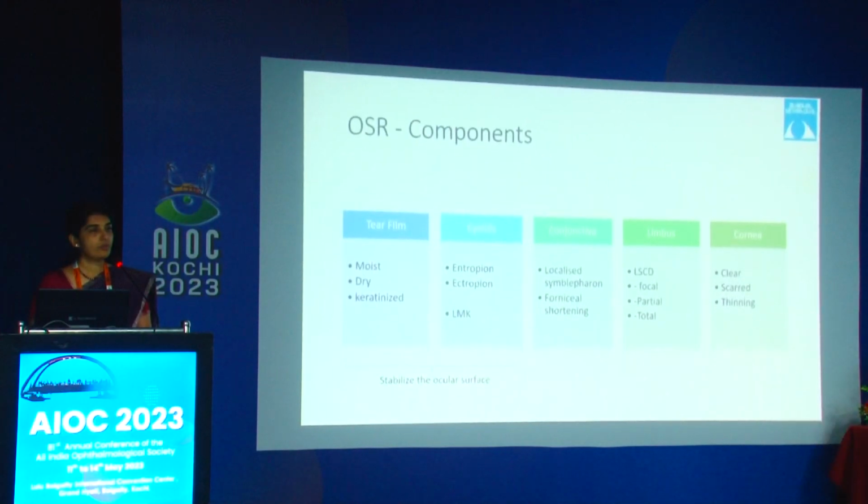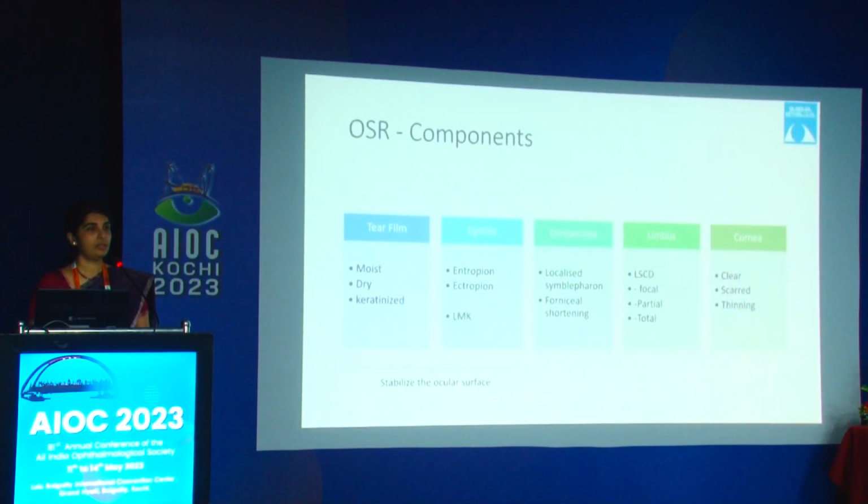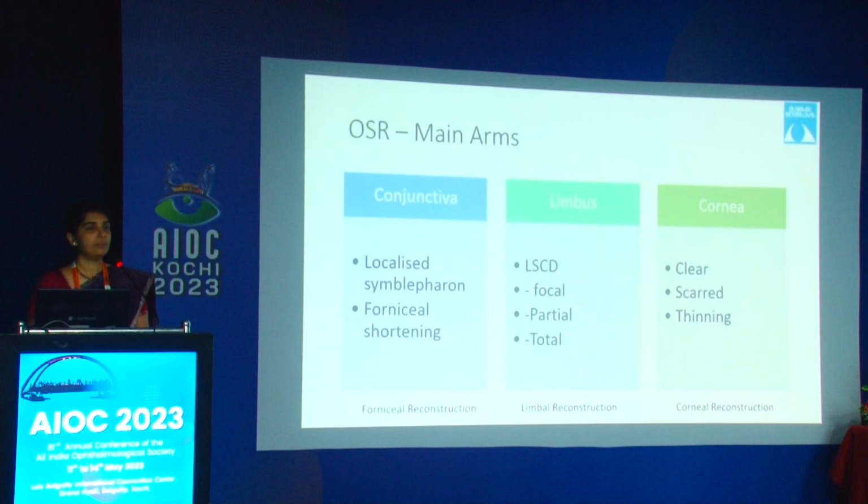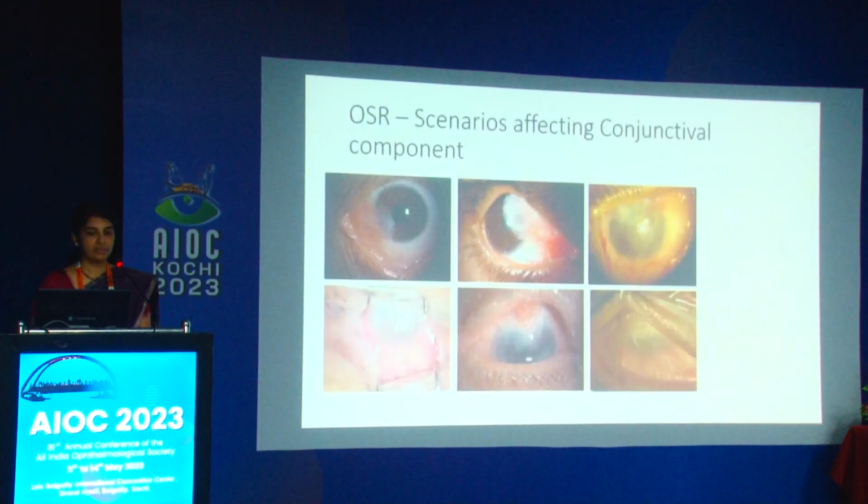The components of ocular surface reconstruction include the various components of the ocular surface by itself. The first two on the left, which include the tear film and the eyelids, are primarily to stabilize the ocular surface. The main arms of ocular surface reconstruction include reconstruction of the fornix, the limbus, and the cornea, for symblepharon or fornicial shortening, limbal stem cell deficiency, and corneal scarring or thinning respectively.